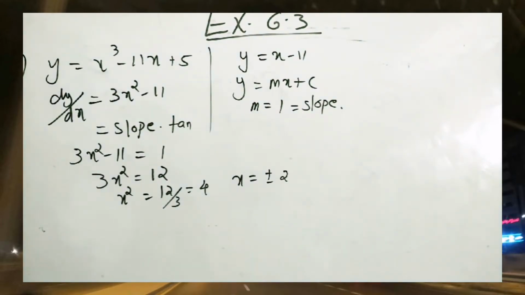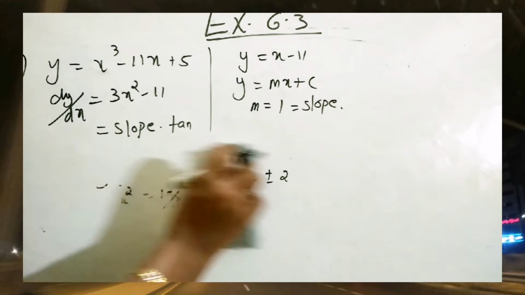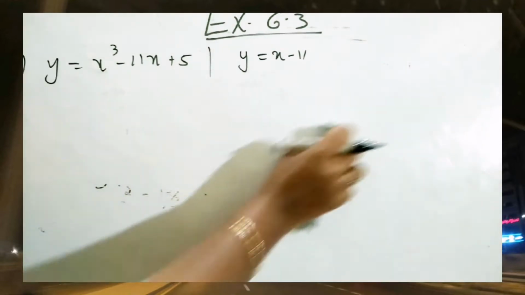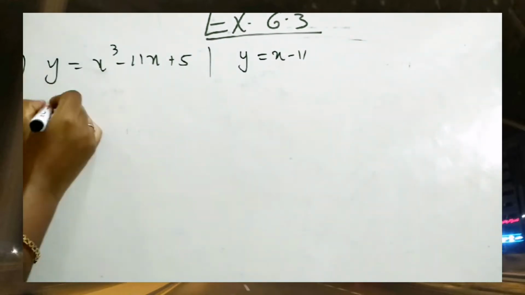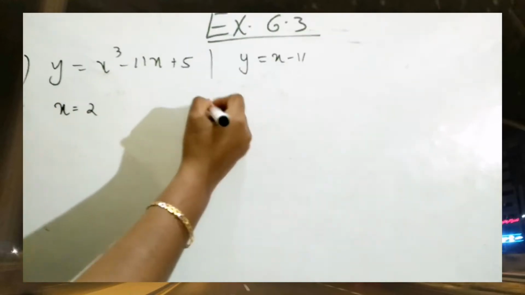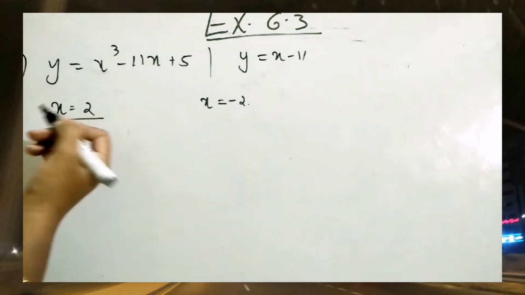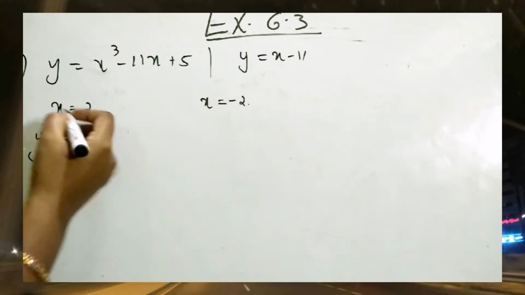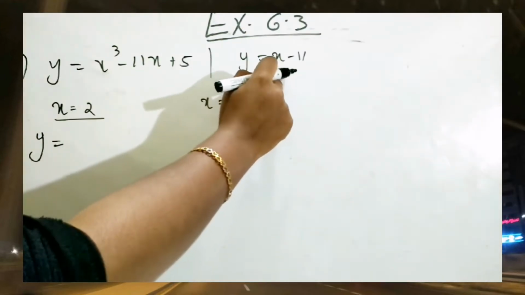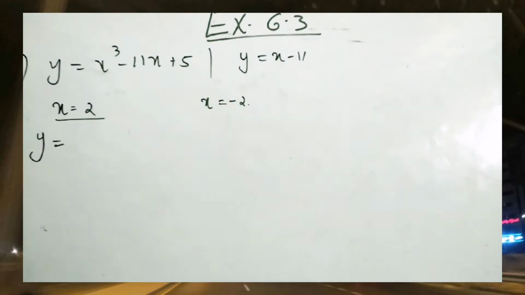We need to find out the point. So x is equal to 2 and x is equal to minus 2. Corresponding to these two values, we need to find out the value of y. This point is actually the point of intersection of these two curves.